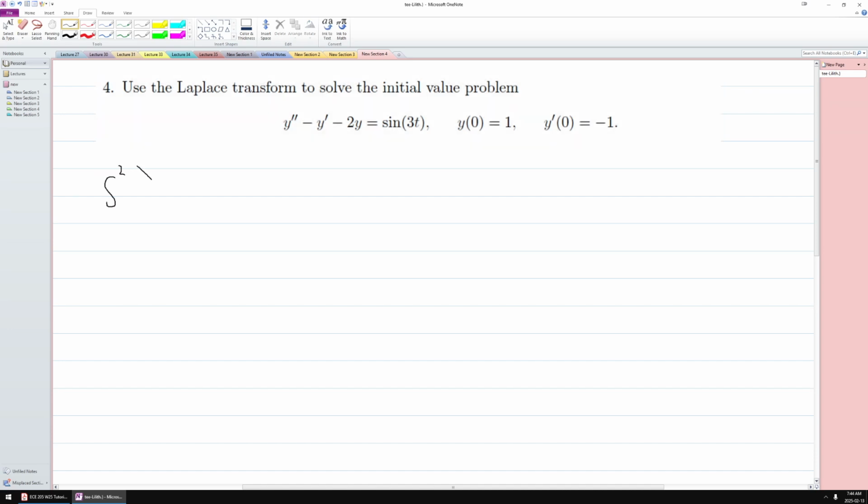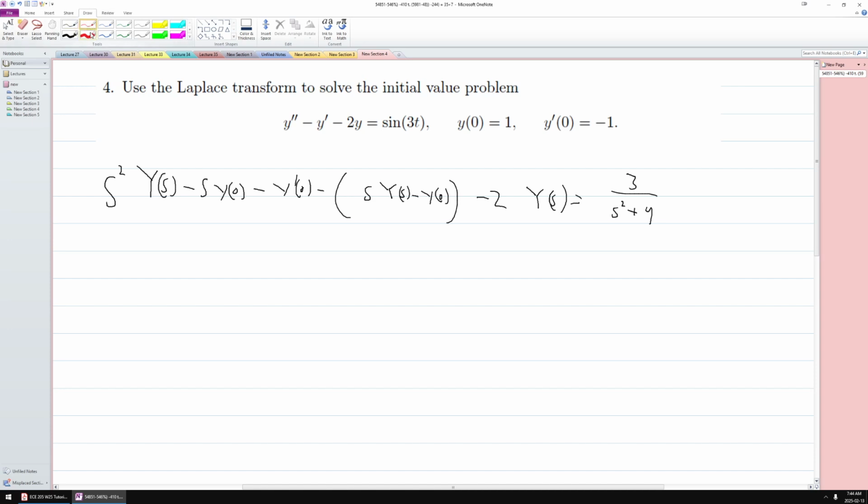Right, so I get my s squared Y of s, taking the Laplace transform of my y double prime, minus s y0, minus y prime 0, minus my s Y of s, minus y of 0, minus my 2 Y of s is equal to, from the table, this is just 3 over s squared plus 9. Right? Apply initial conditions. This guy gets me a 1. This gets me a 1. This gets me a minus 1.